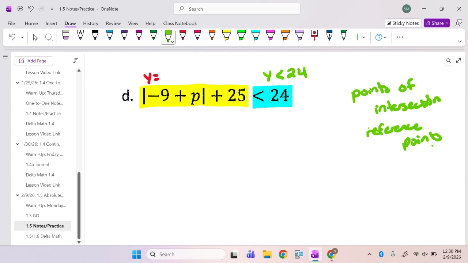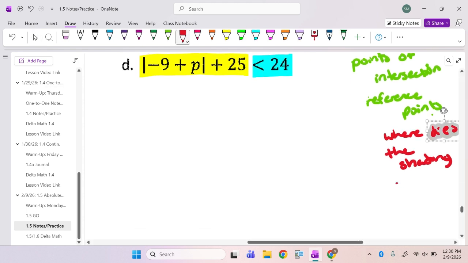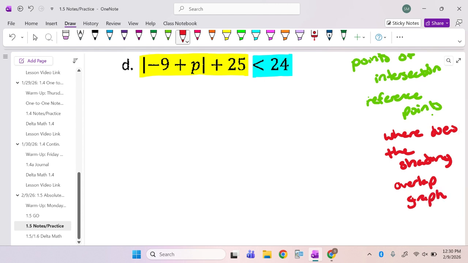But then you got to ask yourself where the shading is. So where is the shading? Or where does the shading overlap the graph? Is it on either side of the barrier lines, or is it in between the two barrier lines? All right, give it a shot.